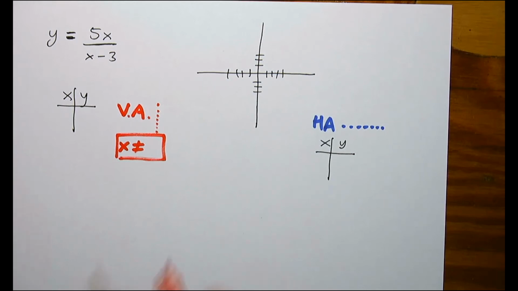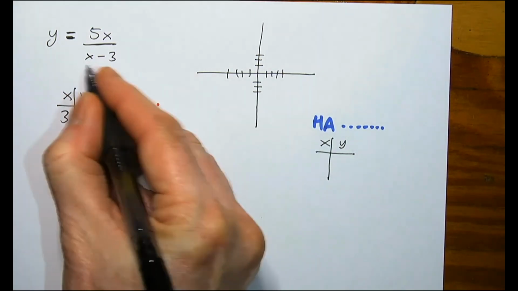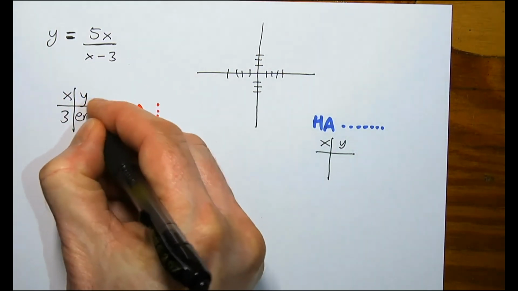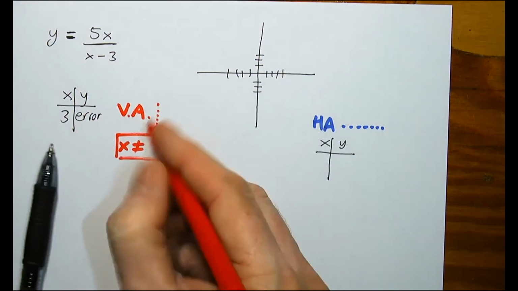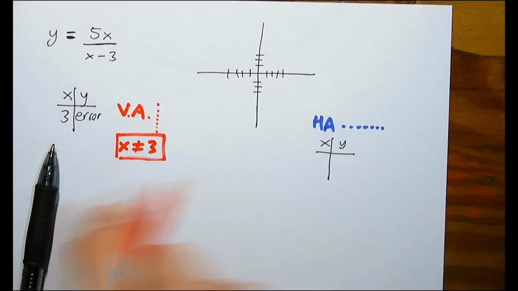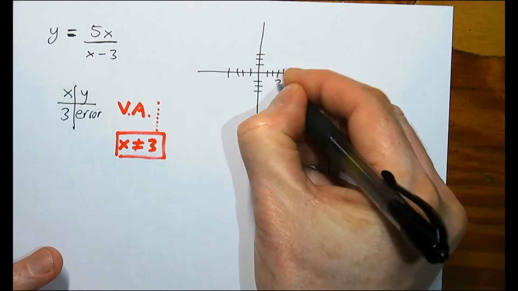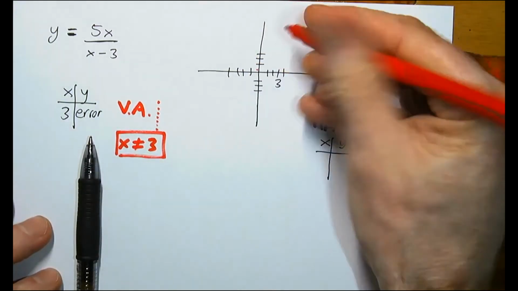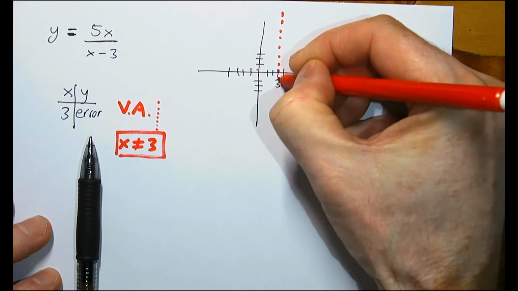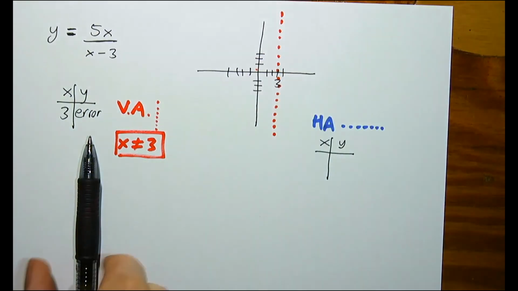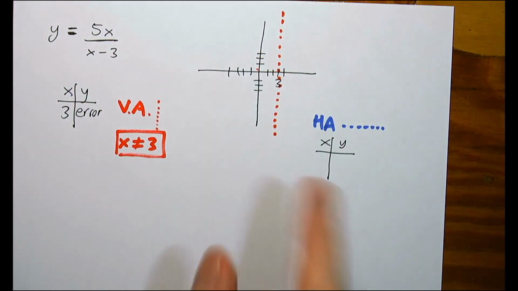Okay, I'm going to fill a little bit in. I know my forbidden number is 3 because 3 minus 3 is an error. So x can't be 3. So I'm going to go over to 1, 2, 3. Put my vertical line. Okay, there it is. And let's get the other guy. Let's get the horizontal.